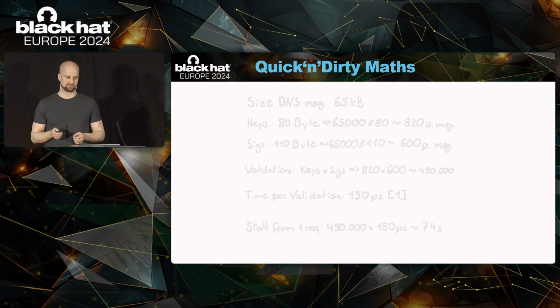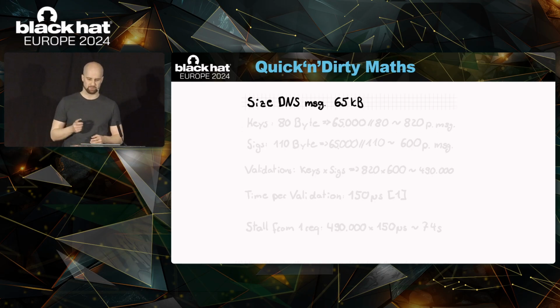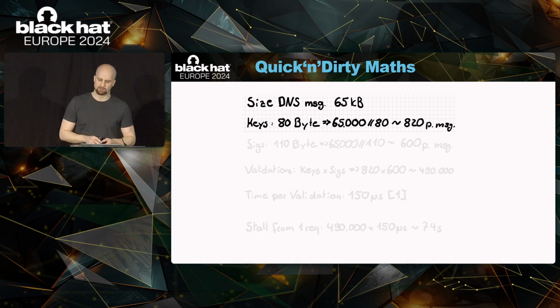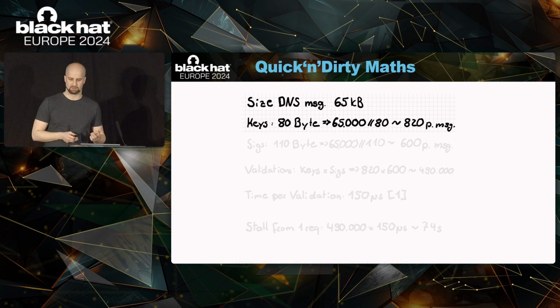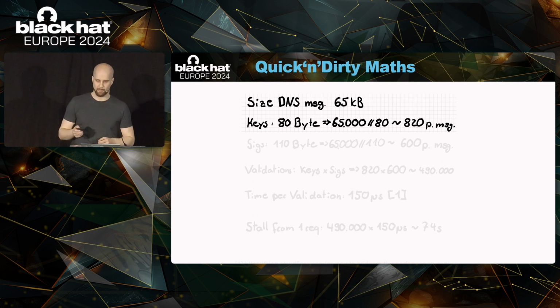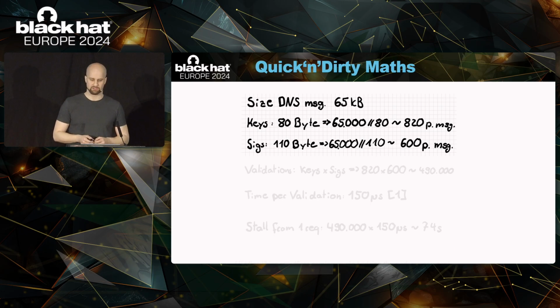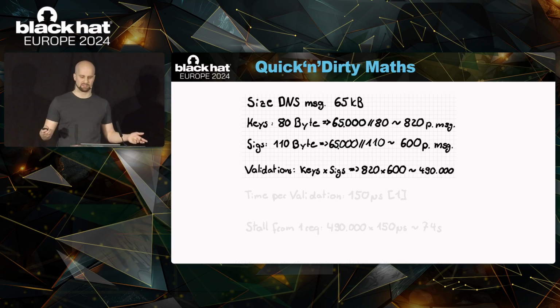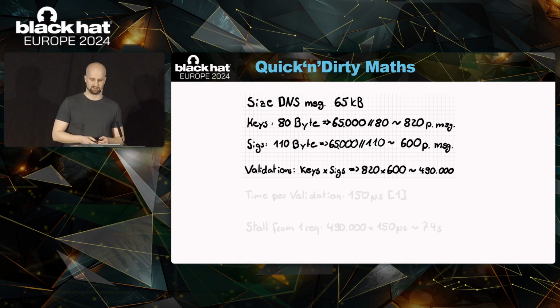So if we do the math, the size of a DNS message is about 64K. One DNSKEY record, algorithm 13, is 80 bytes. That leaves us space for 820 keys per response. Speaking of signatures, one signature record is about 110 bytes. Again, doing the math, about 600 of them per response. If we multiply that, keys times signatures, we end up with 490,000 validations per single response.